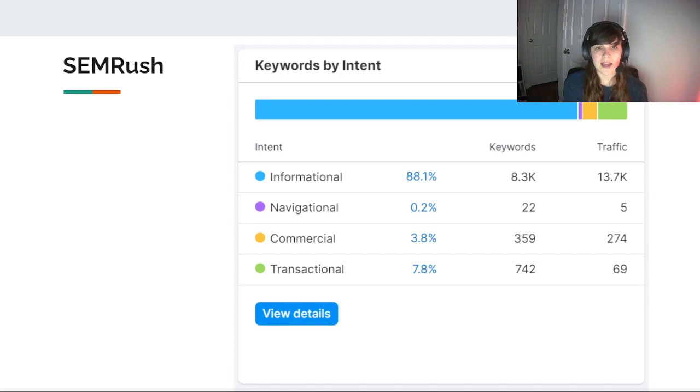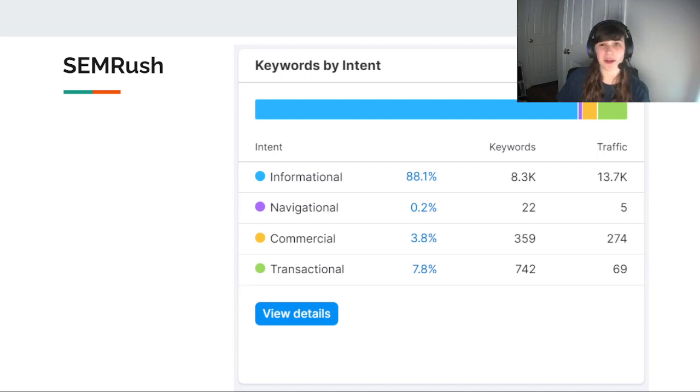On SEMRush, I only have the free plan right now, but it shows that I have 88% of my content and the keywords that my content is ranking for as informational, and that's exactly what I expect. It says that's bringing in 13.7 thousand, so not too far off from what the other metrics tell me. I said I wanted to up that transactional keyword, and that's actually great because I'm approaching 8%.